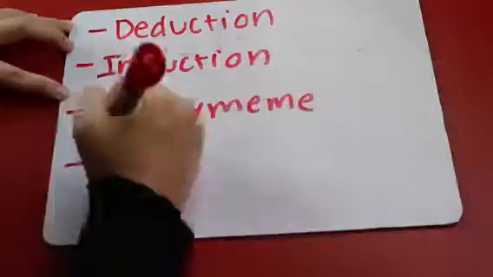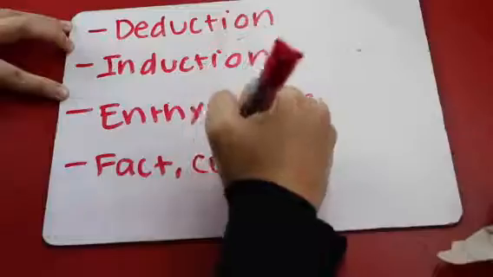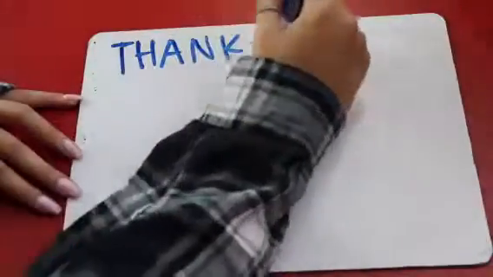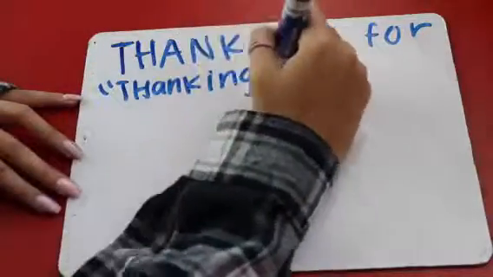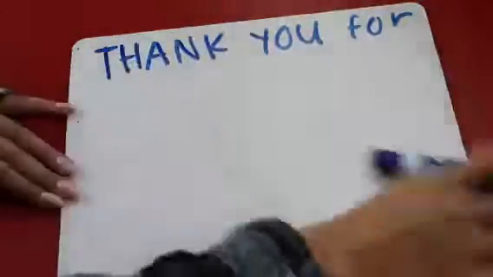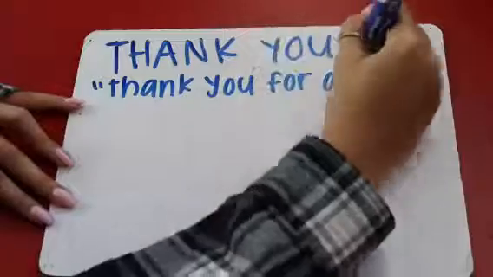Deduction, induction, enthymeme, and fact, comparison, and story are important to strengthening your argument. J. Heinrich has taught us a lot about how to effectively argue. Thanks to him, we now know how to persuade on our own terms and control the argument effectively.